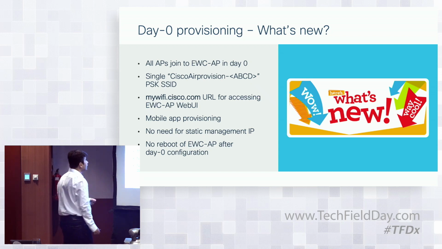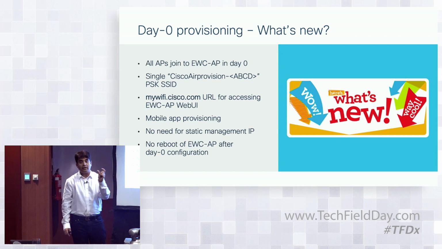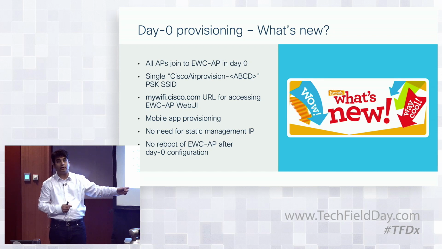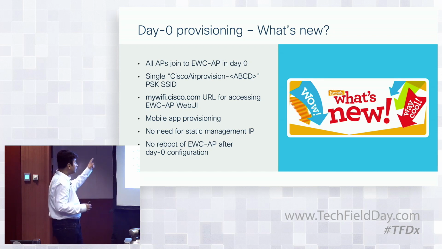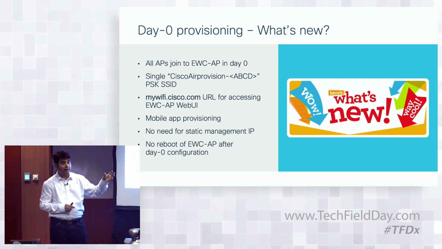When they advertise an SSID, they advertise a single SSID called Cisco Air Provision and the last 4 digits of the MAC address of an active controller. So when I connect to it, I know which is my active controller. Because only a single SSID has been advertised, I can associate to that SSID using my mobile and go to the day zero provisioning and the network will be up and running.